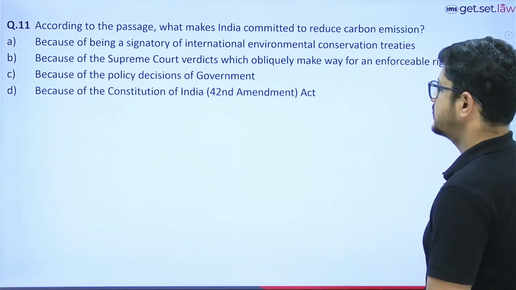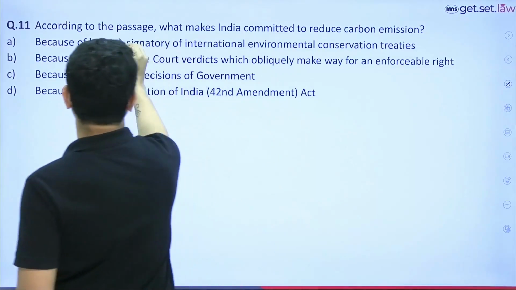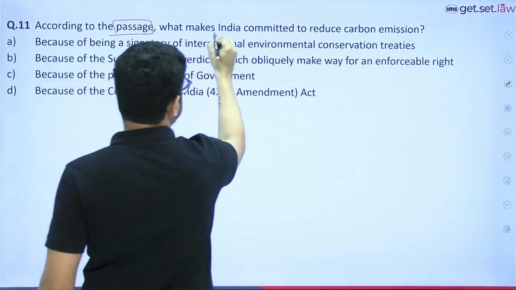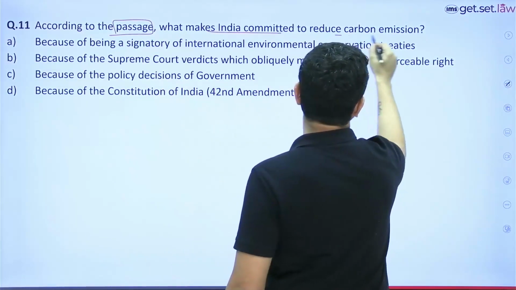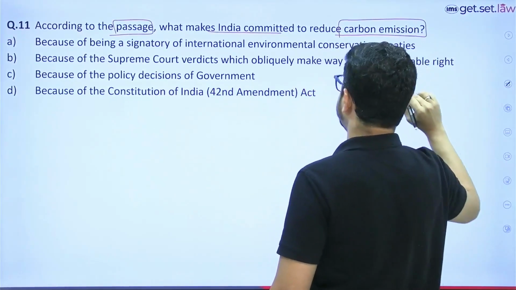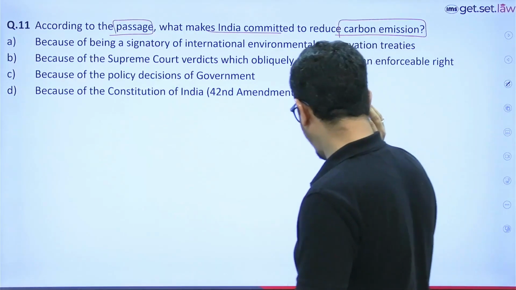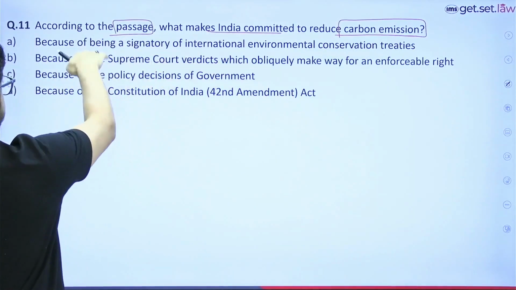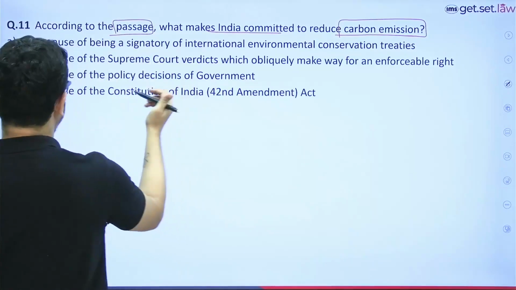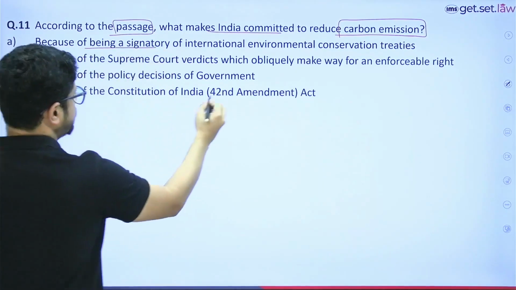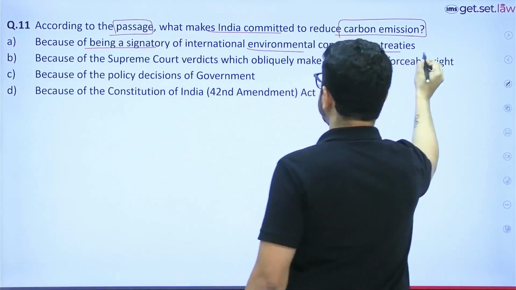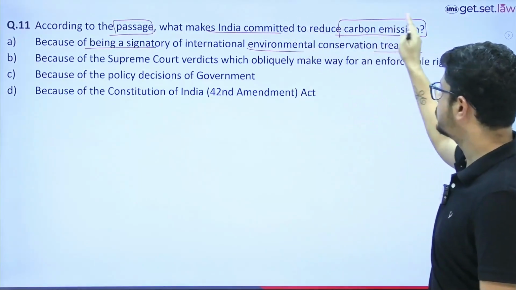Chalo. Last question for this paragraph says, according to the passage, what makes India committed to reduce carbon emission? Now it says, what has made India? So is it just the decision, the policy decision? Or, so I don't think this is the last question, I think this is the second last question. So for 11th it says, being a signatory of international environmental conservation treaties, it makes India committed to reduce carbon emission.